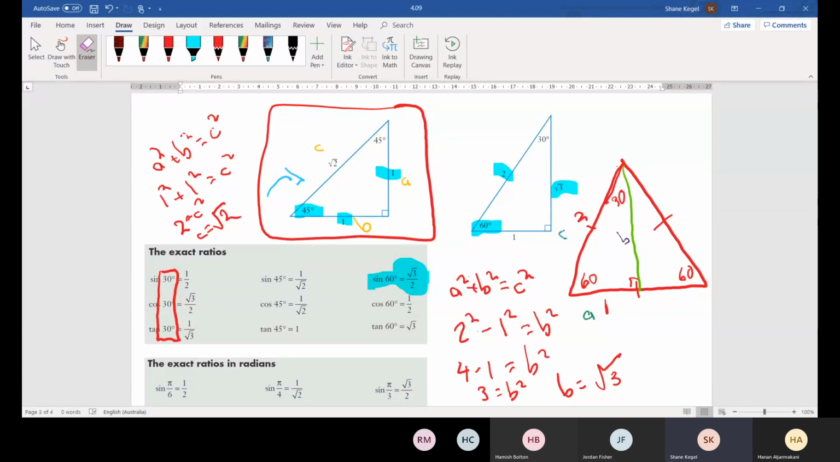And the same thing for sine or cos and tan of 30 degrees. Sine of 30 degrees is 1 on 2, because if I took sine of this angle, O over H is 1 on 2 or a half. So that gives me my exact ratio when sine is 30 degrees.